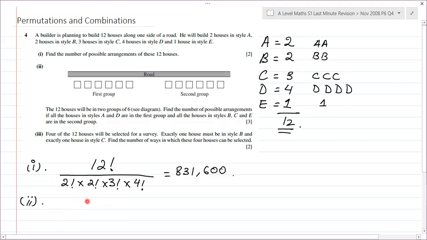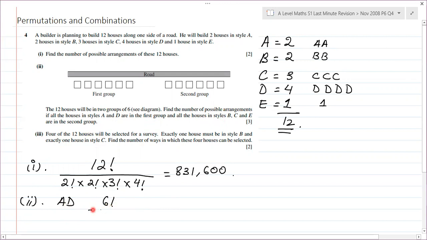Now, the 12 houses will be in two groups of 6. See the diagram. Find the number of possible arrangements if all the houses in style A and D are in the first group and all the houses in style B, C, and E are in the second group. So we have A and D in the first group, so that means we have 6 in each group.